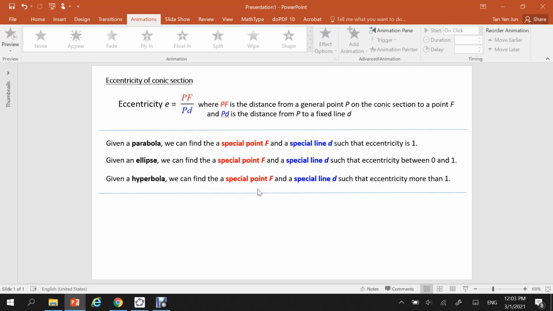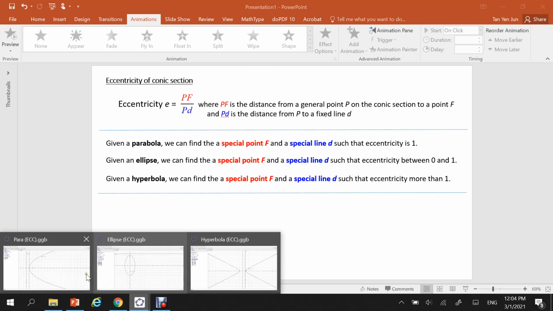Now, this special point F and this special line D have names. The special point F is also known as the focus, and the special line D is known as the directrix. In the later videos, I'll be showing you how to go about finding this special point and this special line. For now, we just give them names: the point is called F and the line is called D. Now, I'm going to demonstrate to you that this is true.